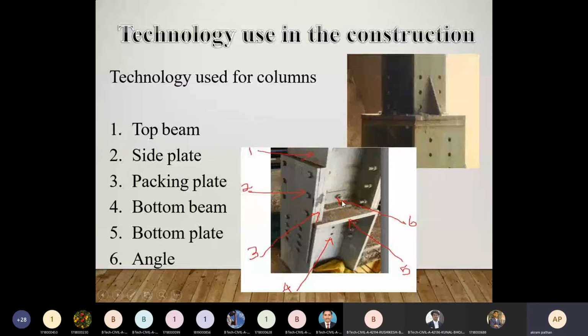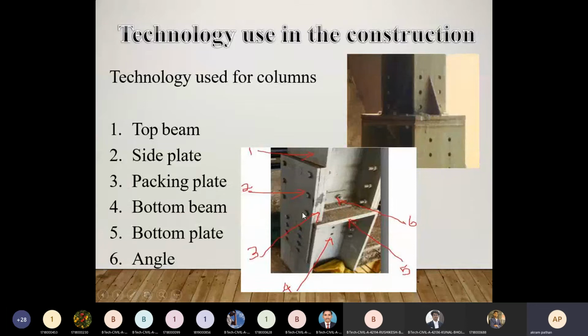Then we also require the packing plate. The third one is here inside. This packing plate plays a role such as a washer. The main purpose of the packing plate is that the stability cannot be disturbed. The stability of the column and the beam cannot be disturbed with the help of such a packing plate.